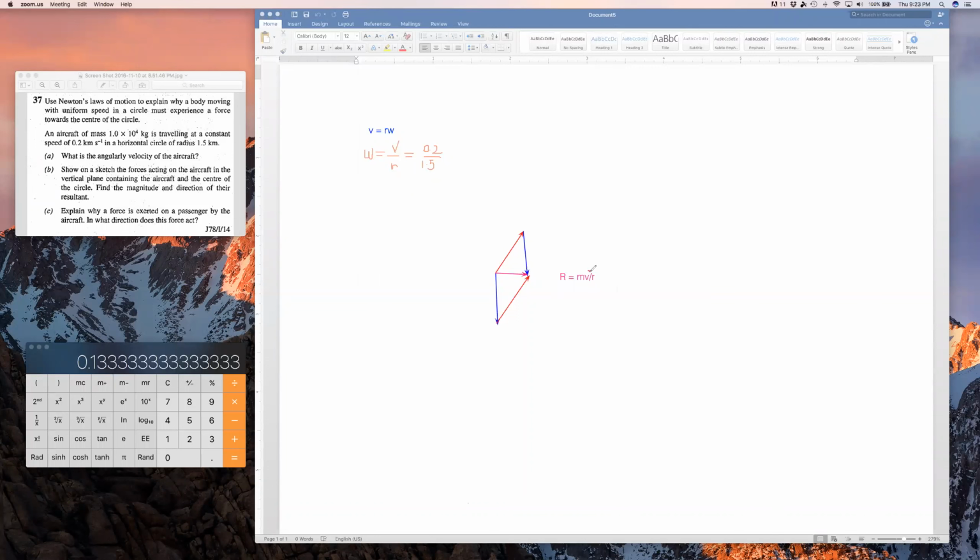mv squared over r. Okay, now we have m, we have v, and we have r. So that is the magnitude of the resultant. Explain why a force is exerted on the passenger by the aircraft. In what direction is the force?